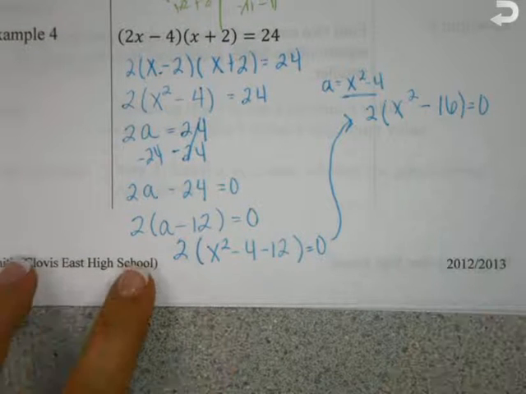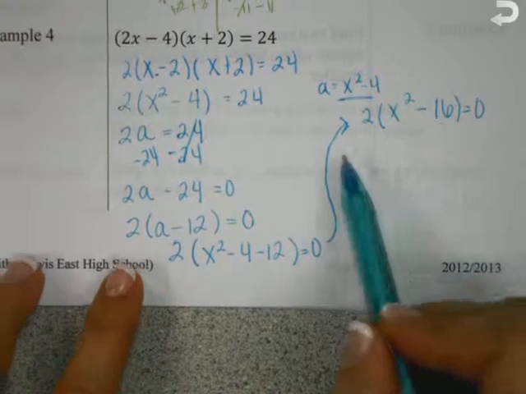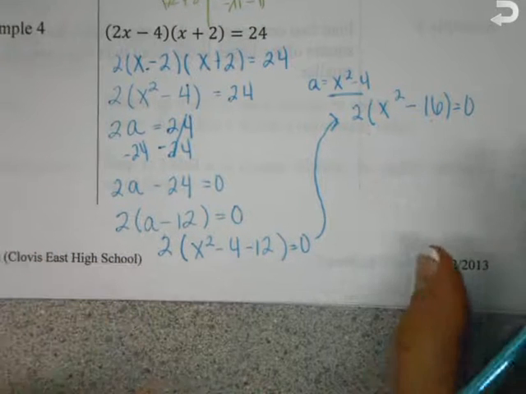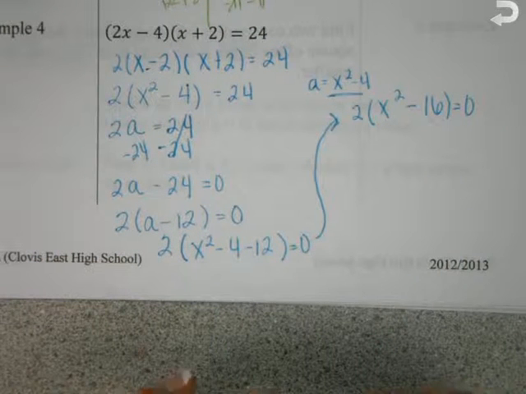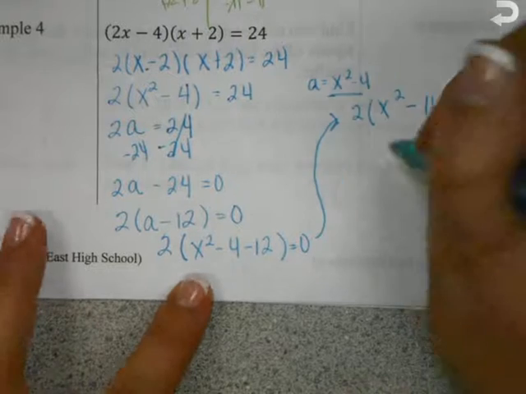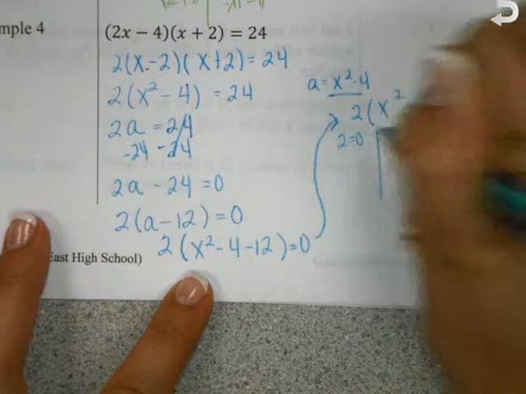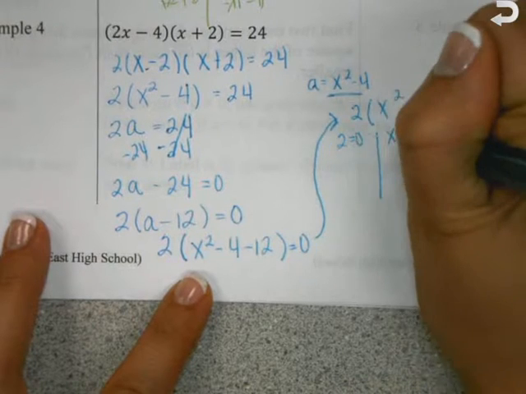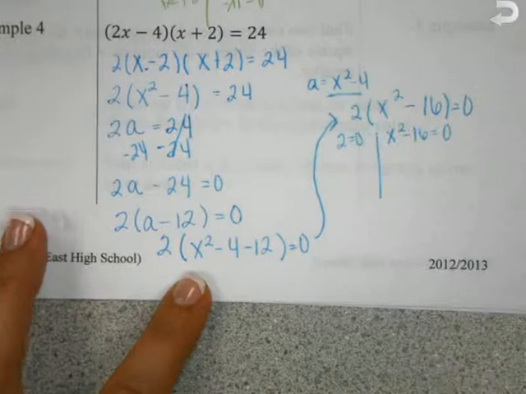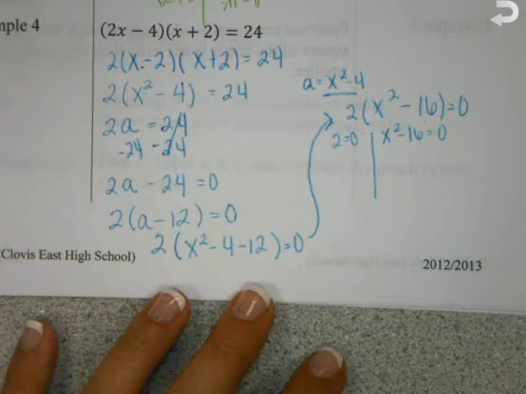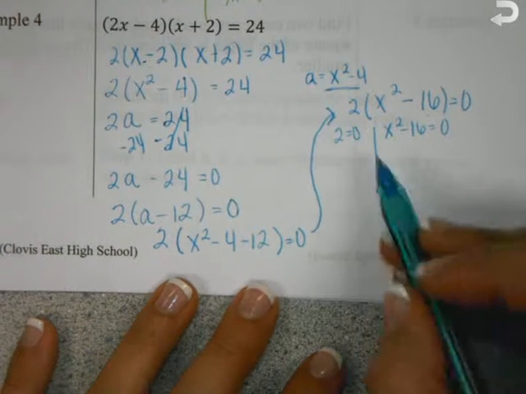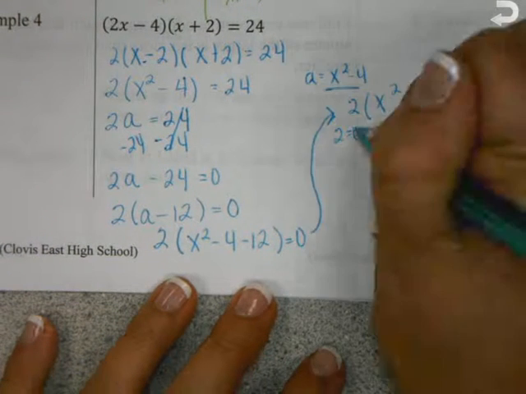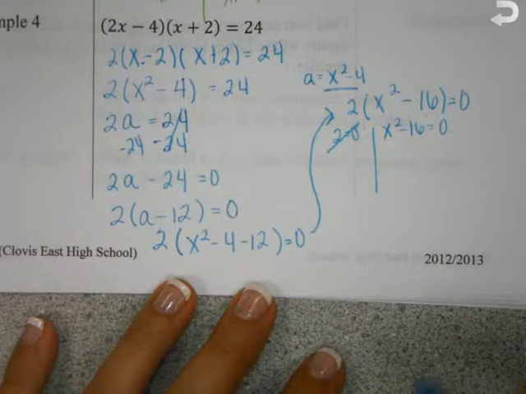Which one do you guys want to do? You want to do it right now? Okay, so we have 2 equals 0 and x squared minus 16 equals 0. 2 equals 0, is that possible? No, so we just discard it. How would I solve this one? x squared minus 16 equals 0.